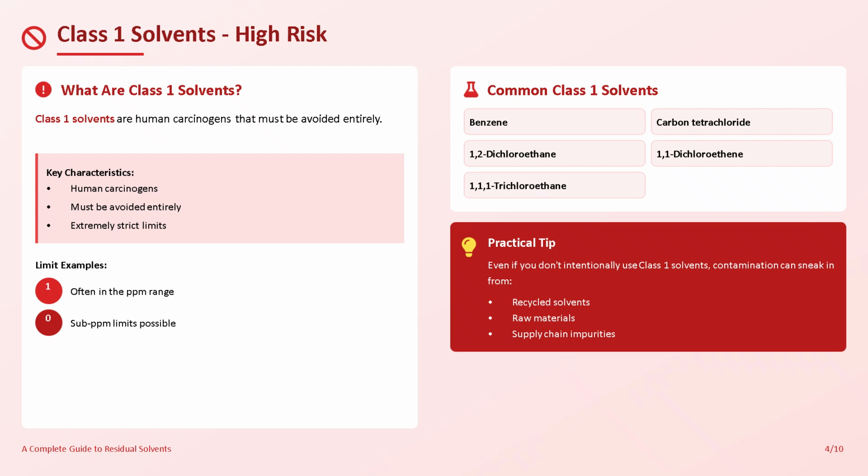And here's a key point. Even if you never use Class 1 solvents intentionally, contamination can still sneak in through recycled solvents, raw materials, or upstream suppliers. That makes monitoring absolutely essential.